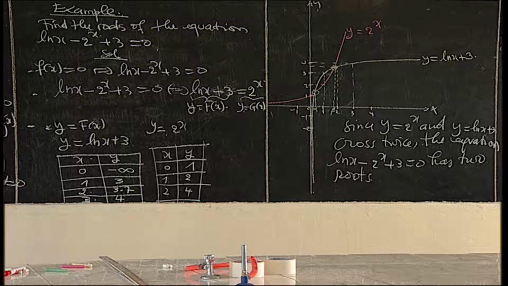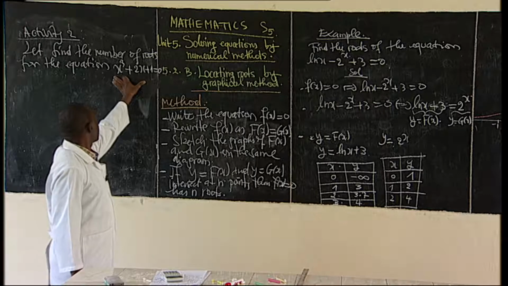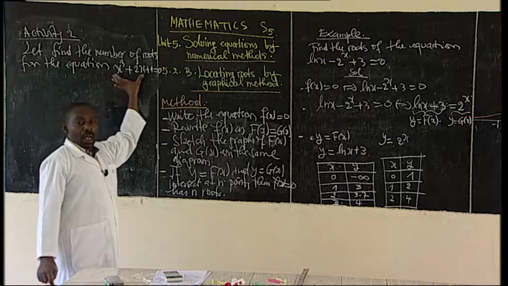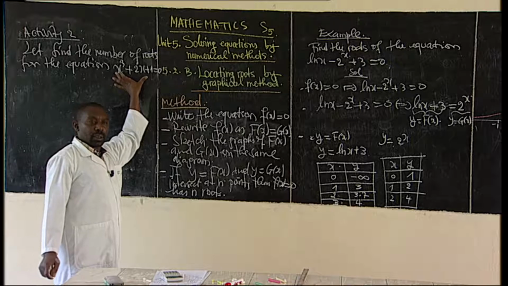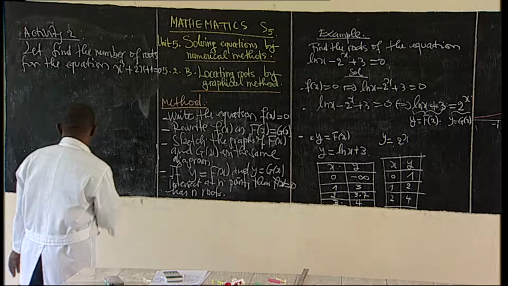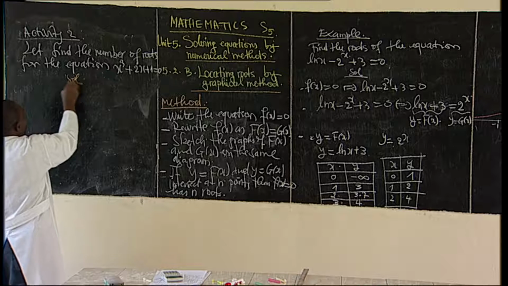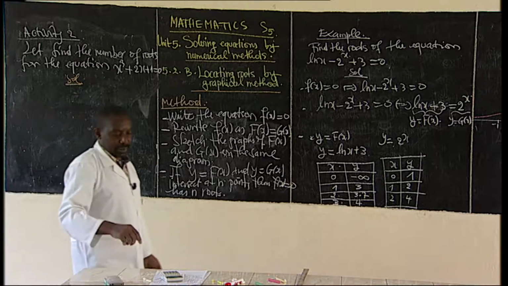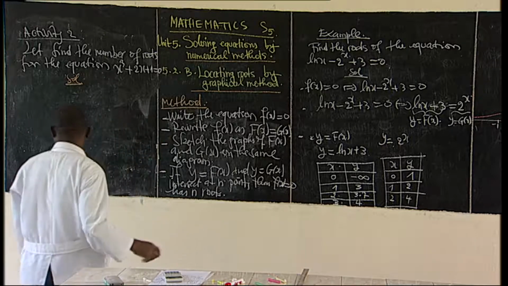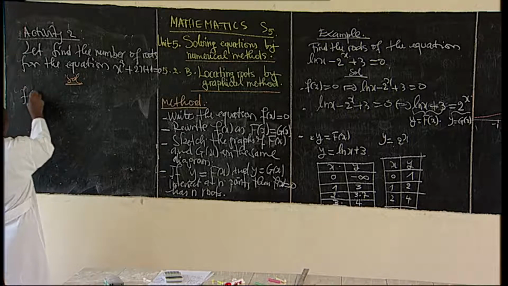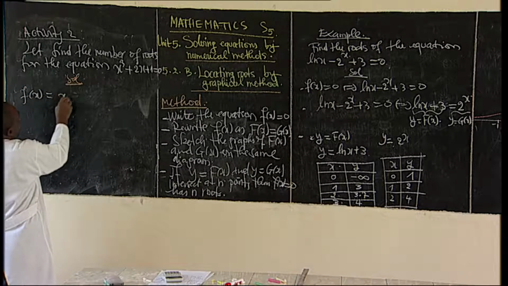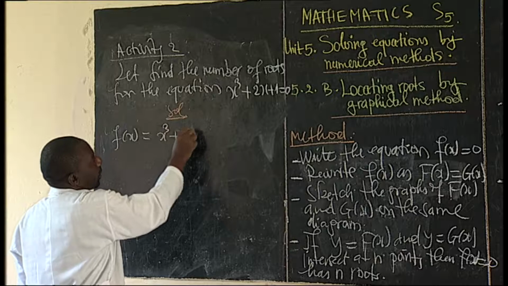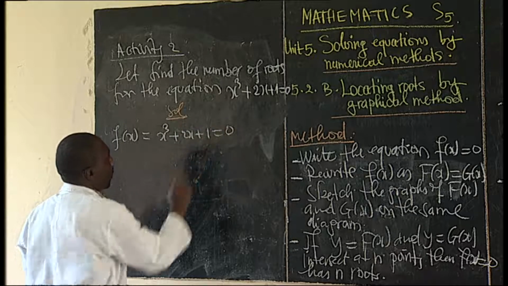Okay, hope you are done. We are here. We have our equation. It means that this is our f of x, right? f of x equals x cubed plus 2x plus 1 equals 0.